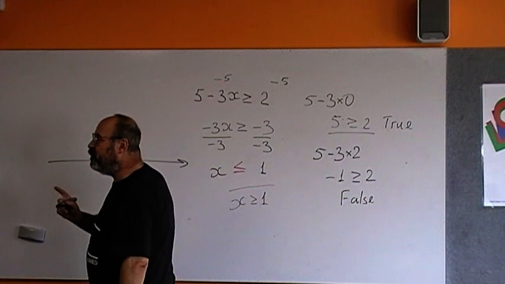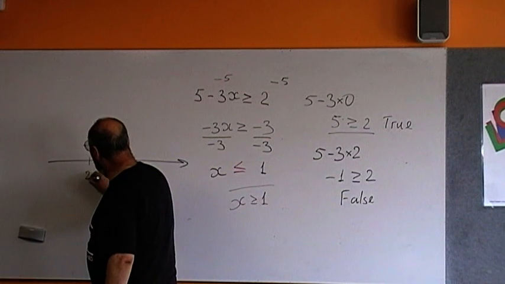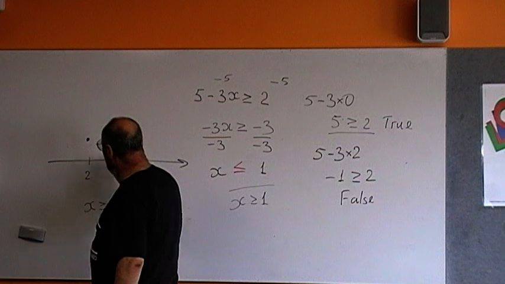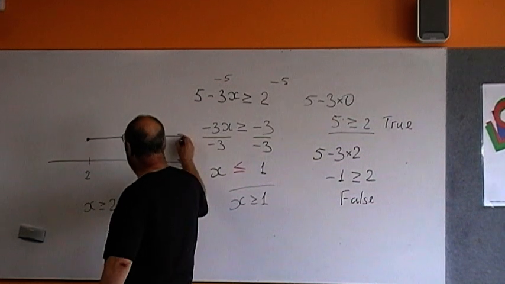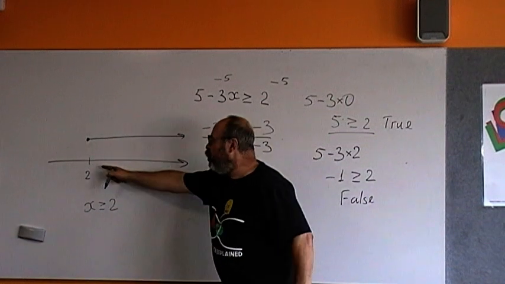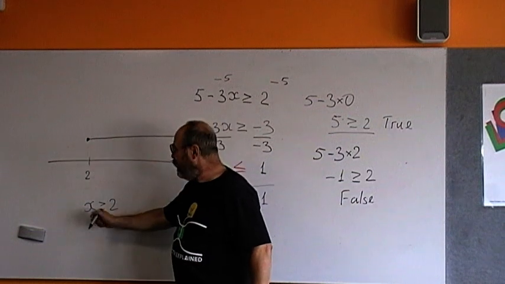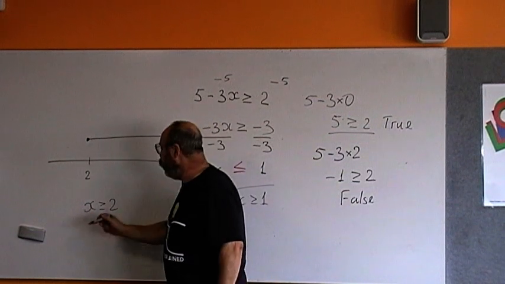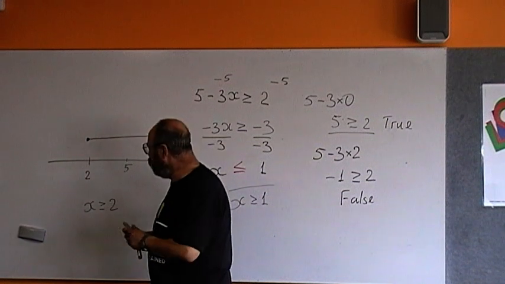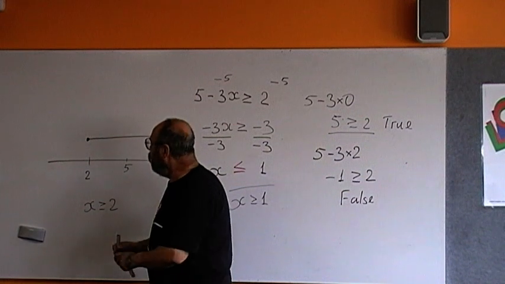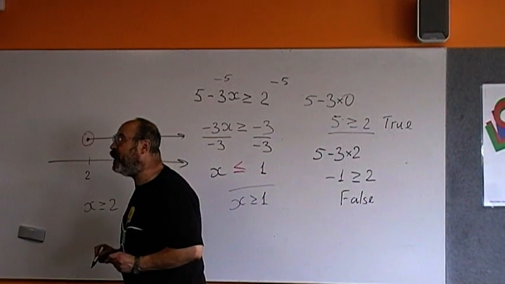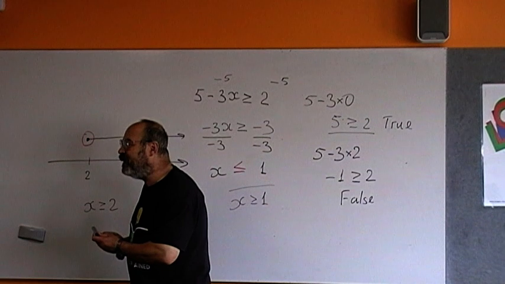Let's say we have 2, and we have x greater or equal to 2. Any number to the right, starting from 2, satisfies that. Do you agree? Any number to the right from 2, starting from 2, satisfies this. So will 5 satisfy this? Yes. But what about the equal? That means that 2 will satisfy as well.